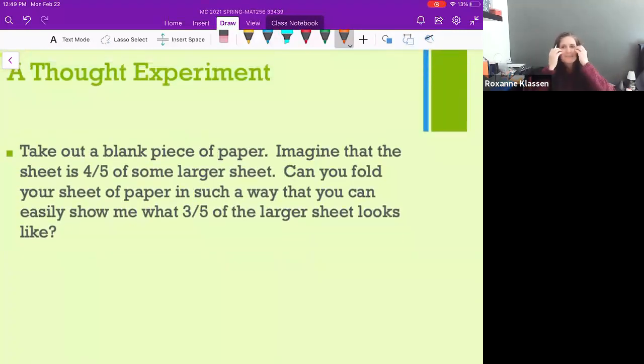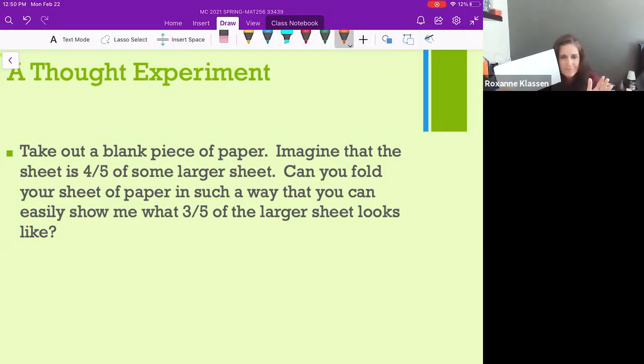This is what I want you to do right now. And then I'm going to put you in your breakout rooms. A whole sheet of paper, right? You have a whole sheet of paper. You can just draw it on your paper if you want. But here's your whole sheet of paper. This piece of paper is 4/5 of a bigger sheet of paper. Could you fold your paper, or you could draw a line, in a way to show what 3/5 of the bigger sheet looks like?